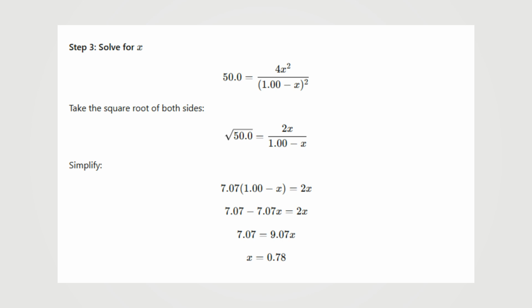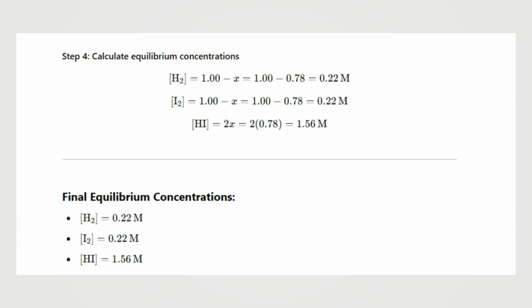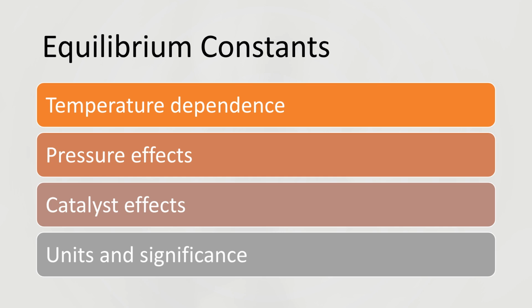Calculating equilibrium concentrations often involves solving quadratic equations. In some cases, approximations can simplify the mathematical calculations. Equilibrium constants are affected by temperature, but not by pressure or the presence of a catalyst. They have specific units and significant meaning.